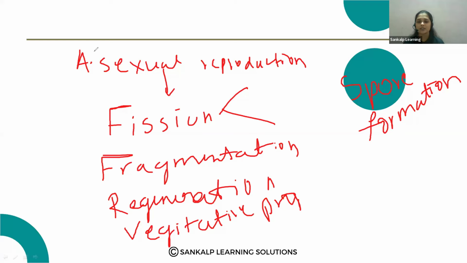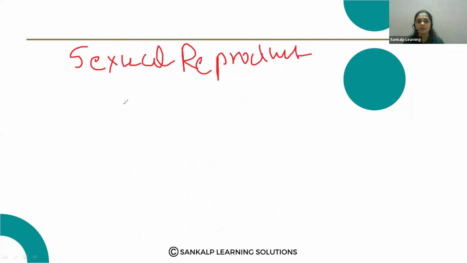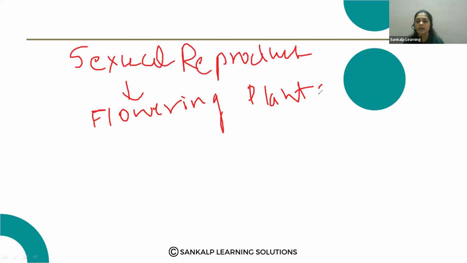Okay, after that, I want to recall sexual reproduction. First we studied sexual reproduction in flowering plants. In flowering plants, how does sexual reproduction take place, right? How is the flower able to form seeds, and how does the transfer of pollen grains take place? We studied all of this in sexual reproduction in flowering plants.